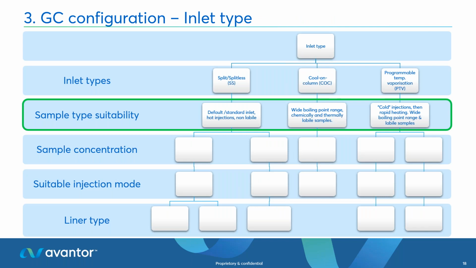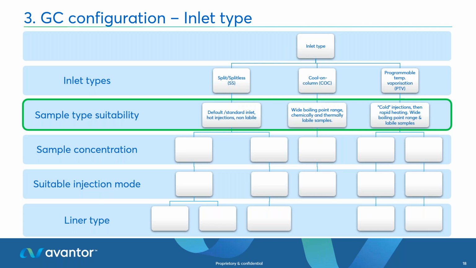So when we have a quick look at the inlet types, we can actually see the differences between a splitless inlet, which is the most common inlet that's usually set up with a GC, a cool-on-column inlet, and then a PTV. You may hear the more common version of a PTV is an MMI, which is a combination of a splitless inlet and a PTV inlet. With the splitless, we can do hot injections for non-labile samples. But then when you look at the cool-on-column, it does have a wide boiling point range, but it's for chemically and thermally labile samples. So immediately there's a difference in what you can actually do with that inlet.